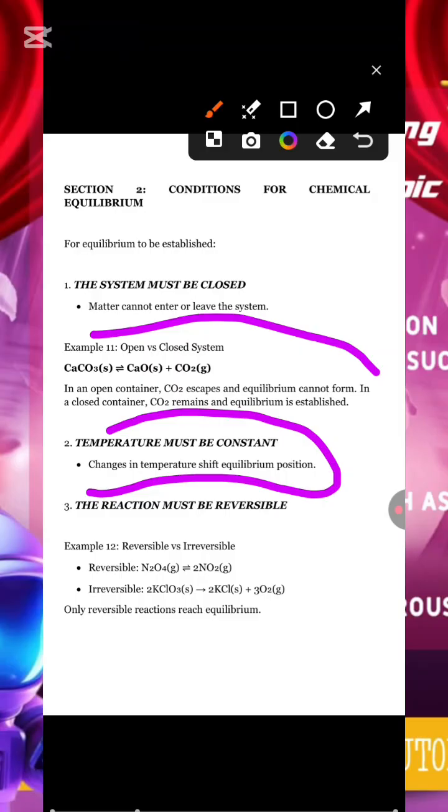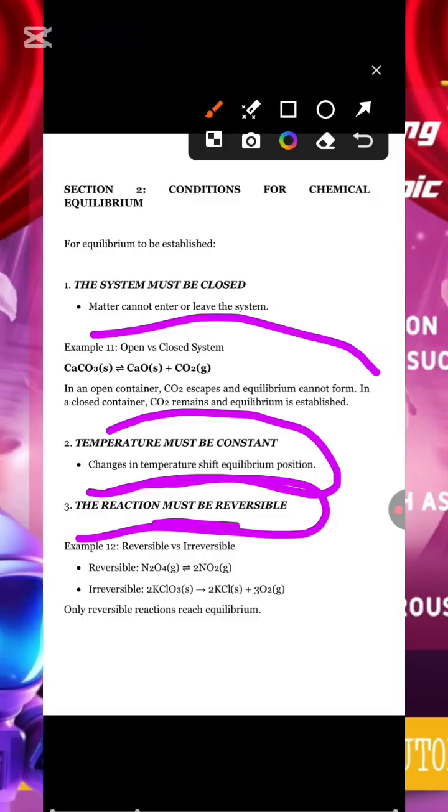And if it's a reaction that involves gas, take for instance the reaction in example 11, you can see CO2 is a gas. If there is gas in that reacting system, whether it's a reactant or a product, I don't care. If there is a gas, then pressure too must be kept constant. If pressure is not constant, then equilibrium will never be accomplished. Now, number 2 is that the reaction must be reversible.